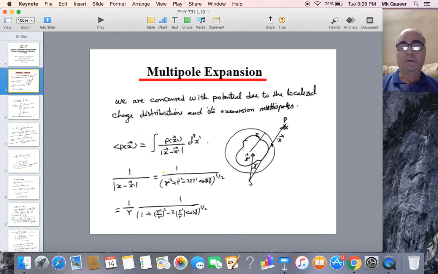Assume I have a local distribution rho of x, then the potential at point P is given by this expression. Now let's write the denominator 1 over |x minus x prime| in this form. Here I push r outside, and we get this form. The gamma is the angle between the two vectors.